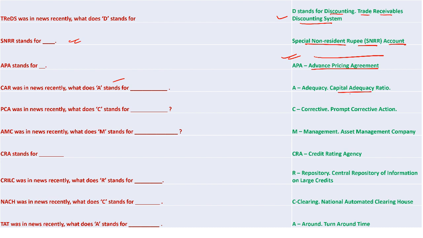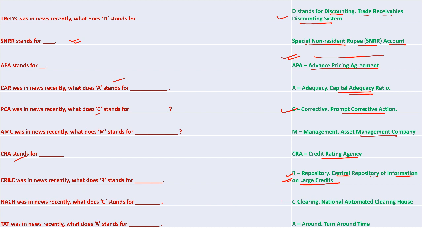That's capital adequacy ratio. PCA was in news. What does C stand for? It is prompt corrective action. Your AMC is nothing but asset management company. CRA stands for credit rating agencies. All these were in news for some reason or the other, mostly sad reasons. CRILC, now it's very important. That's Central Repository of Information on Large Credits. This is now mandated to have all the information of large credit at one place so that everyone knows who is borrowing and what their status is.